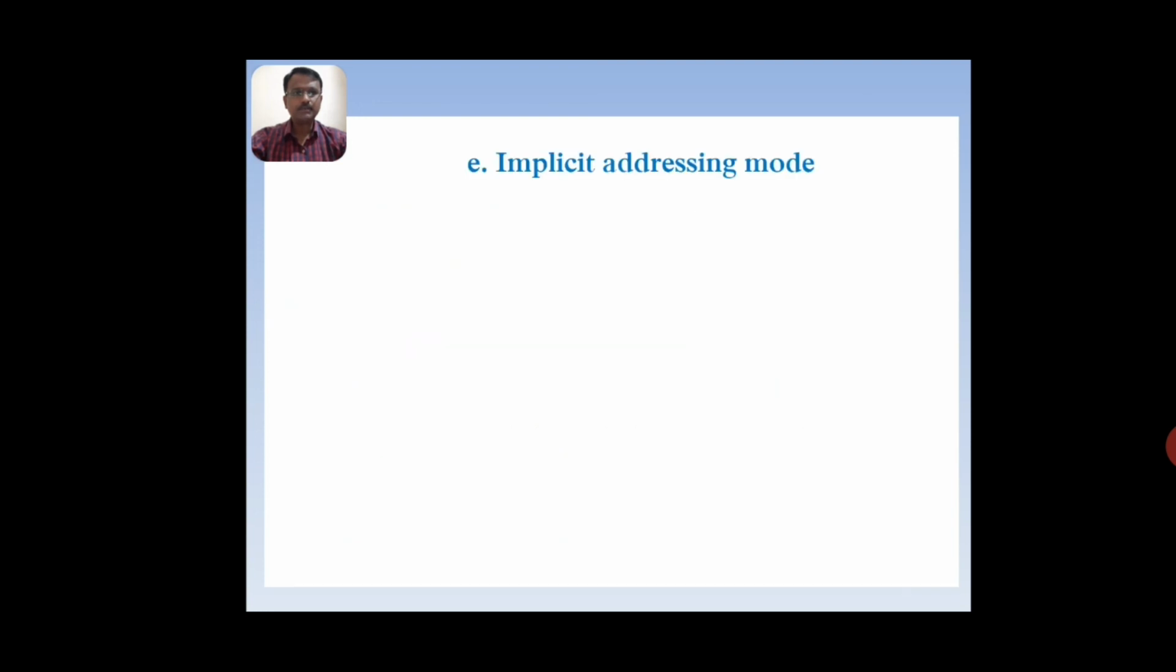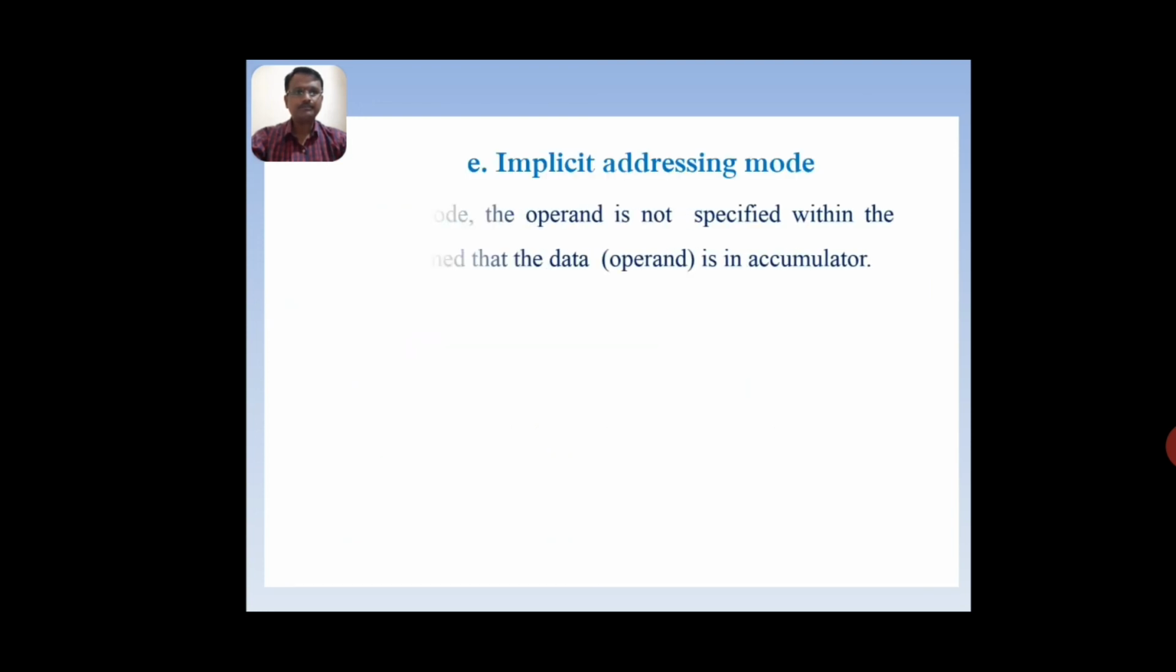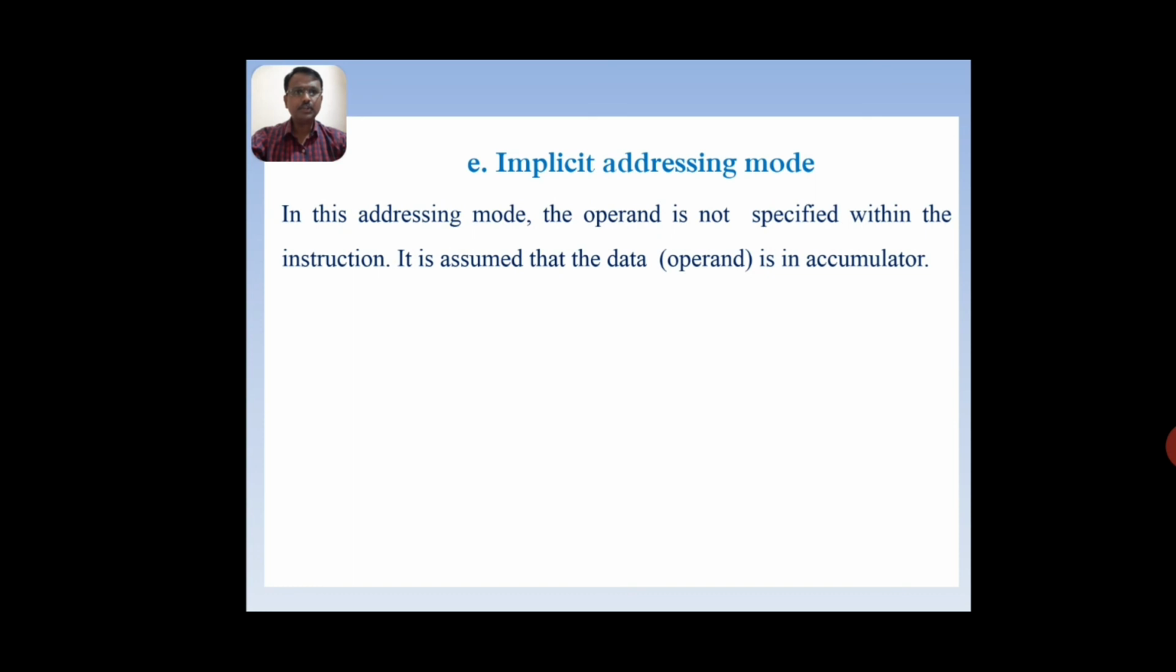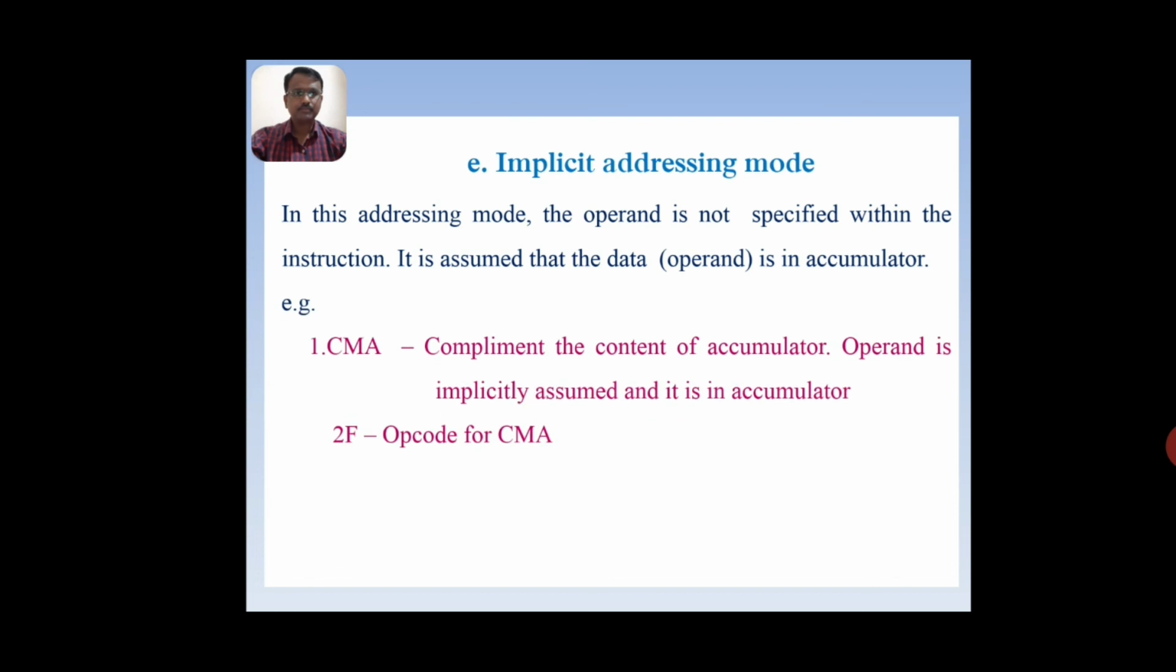And the last addressing mode is implicit addressing mode. In this addressing mode, the operand is not specified within the instruction. It is assumed that the data is in the accumulator, meaning it is assumed that the operand is the accumulator. For example, CMA, complement the content of accumulator. So the operand is not given in the instruction, it is implicitly assumed that it is in the accumulator.